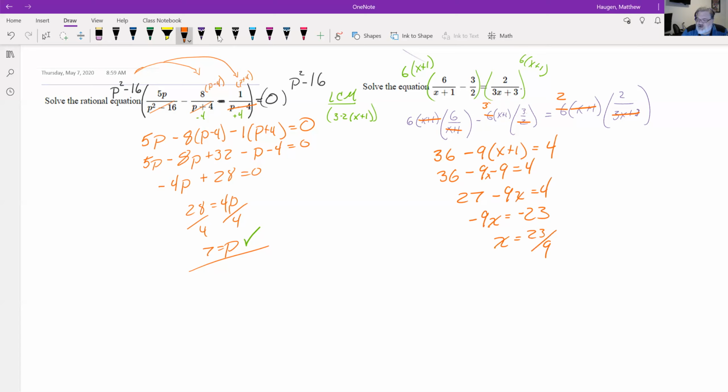And again, as long as that's not a domain restriction, that's our answer. Our only domain restriction was -1. So as long as we don't claim that -1 is an answer, that does happen sometimes. It's pretty rare, but it does happen sometimes that your domain restriction ends up being your answer, in which case there's just no solution.